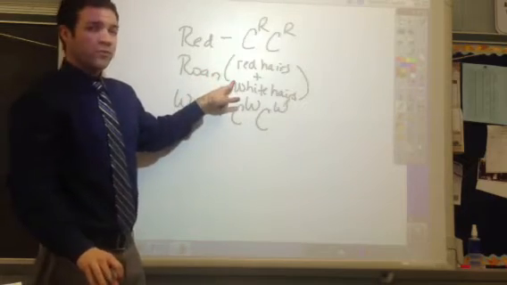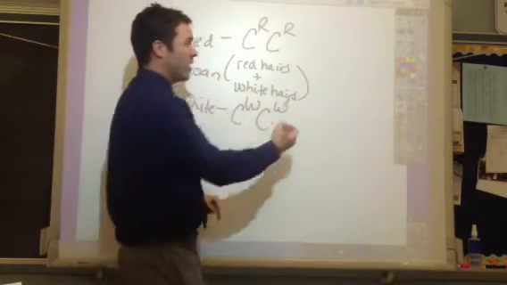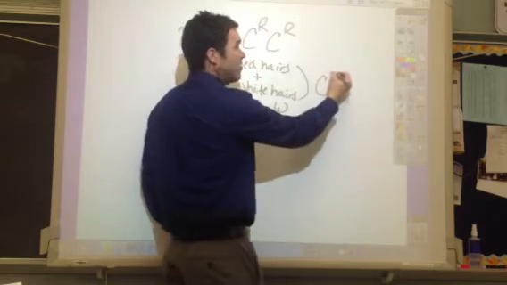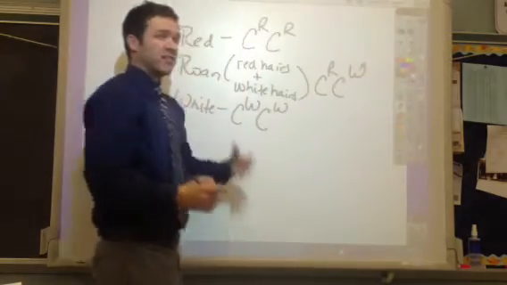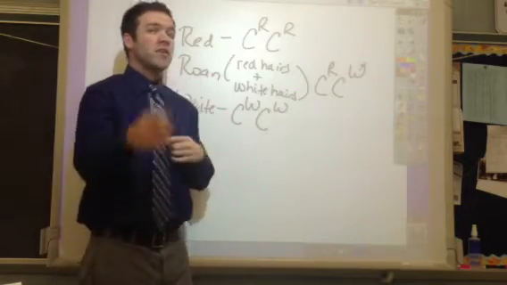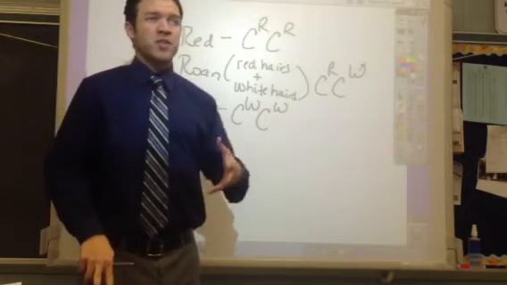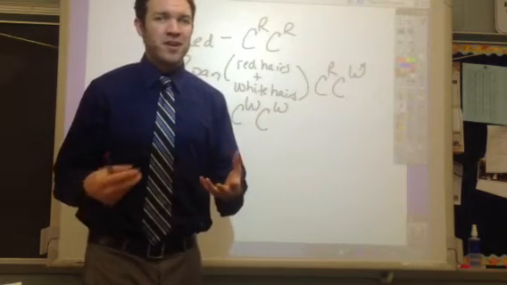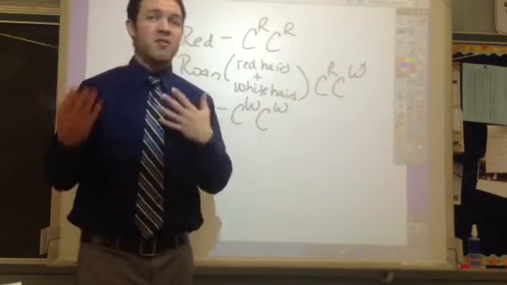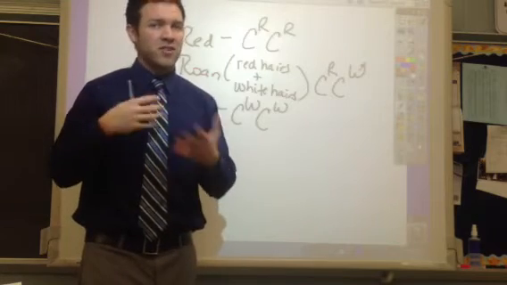So what would be the roan? If it's got red and white, it means that it's got the C raised to the R and C raised to the W. It's the heterozygous state. Both of them show through. Imagine someone that has multiple color hairs, blonde and brown. That might be an example in your head of what codominance would be. If you have other ideas, come tomorrow to class and I'll let you know.